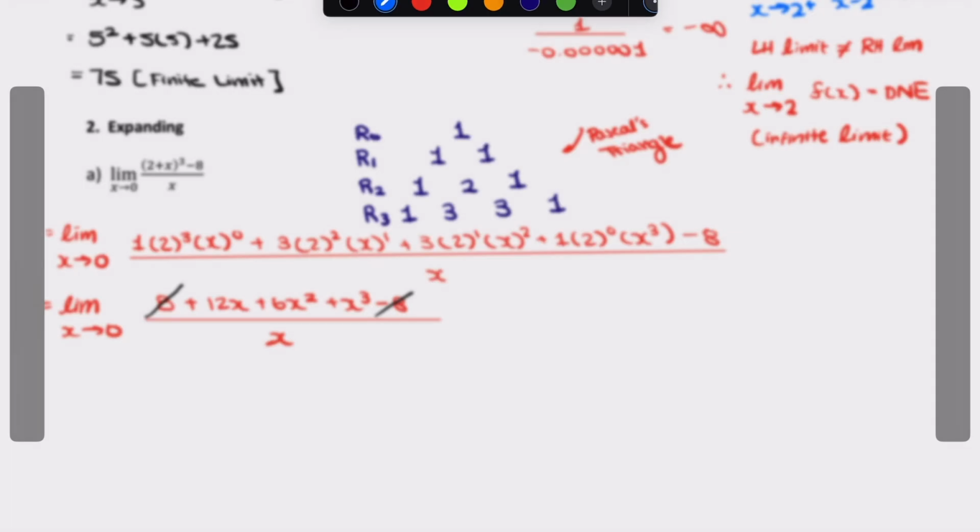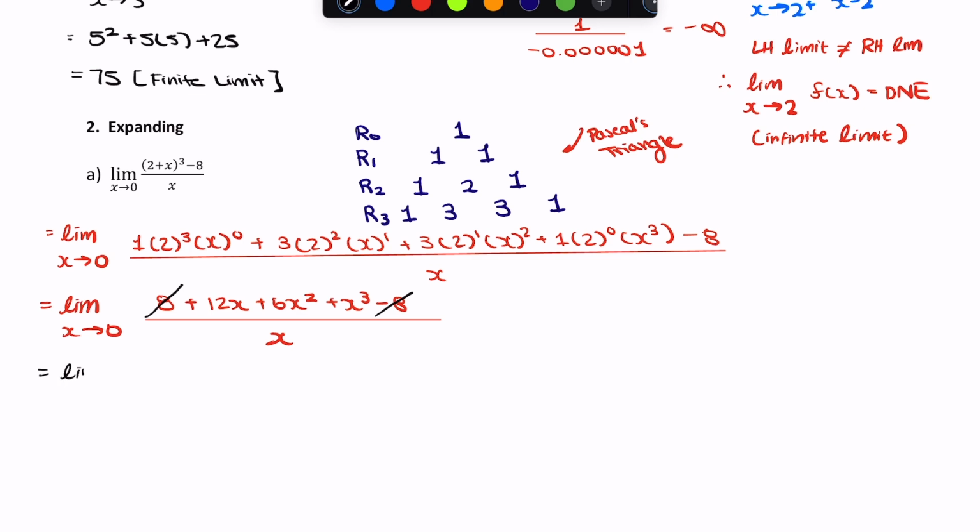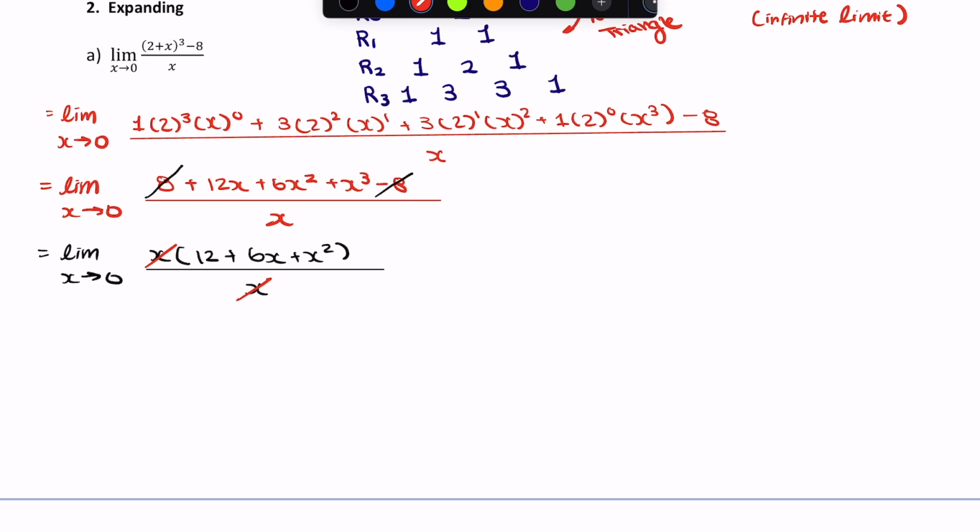So write the limit as x approaches 0. Factor out the x, and we'll be left with 12 plus 6x plus x squared over x. And so the x values will cancel out here. And now we can simply sub this into the equation. So we'll sub 0 into the equation, which will give us 12 plus 6 times 0 plus 0 squared, which gives us a value of 12. And that will again be a finite limit.